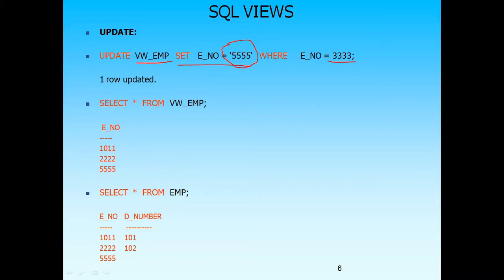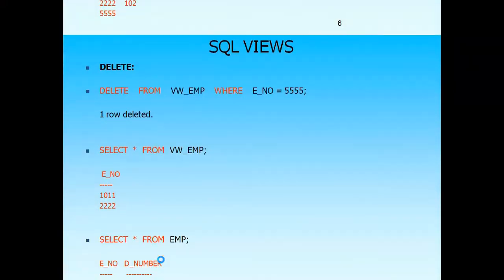So if you see the records in the view, select star from view employee, this 333 is updated to the 555 value, because this is the result of the update operation. And if you observe, the same changes are also made in the base table, 555. I hope you are clear with this. So whenever you perform an update operation, the same changes will be reflected in the base table also.